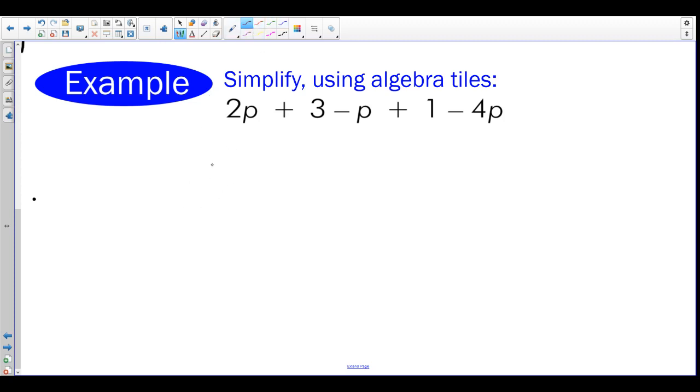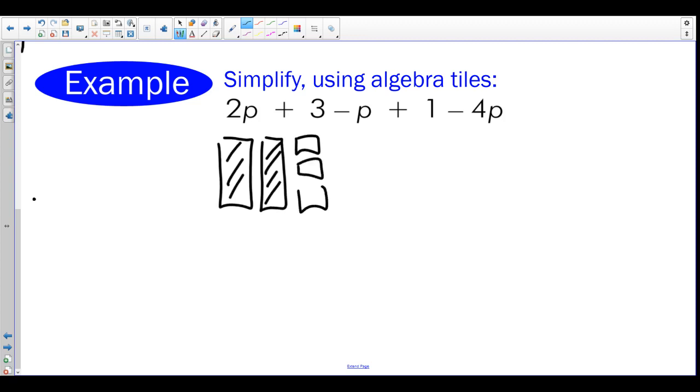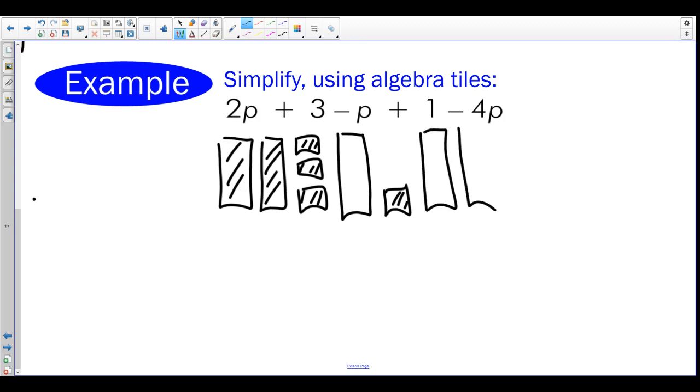So 2p would be 2 positive or shaded rectangles. 3 would be 3 shaded little squares. Negative p is a blank or unshaded rectangle. 1 is a shaded little square. And then minus 4p would be 4 unshaded rectangles. Again, if they're negative, they're unshaded. If they're positive, they're shaded.